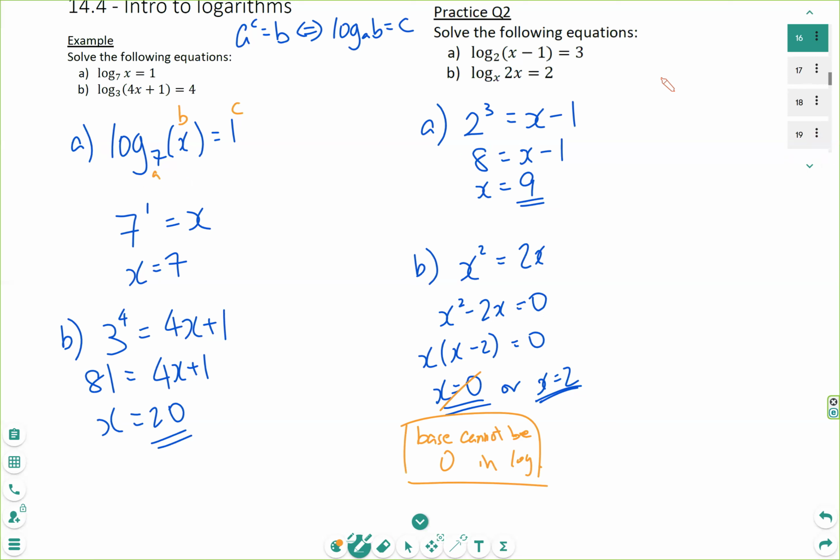And that's the end of chapter 14.4, a bit of intro. Next lesson, we'll dive into more laws about logarithms.